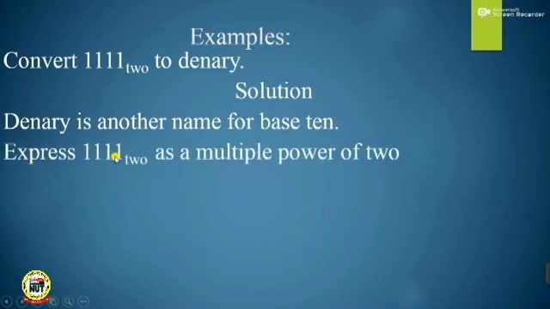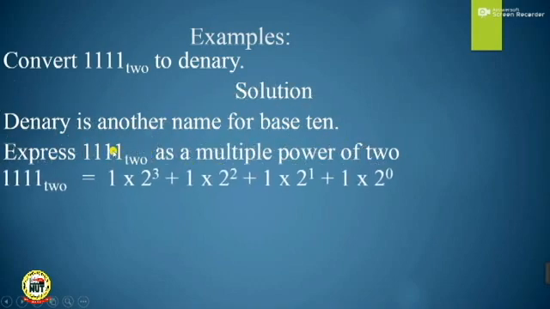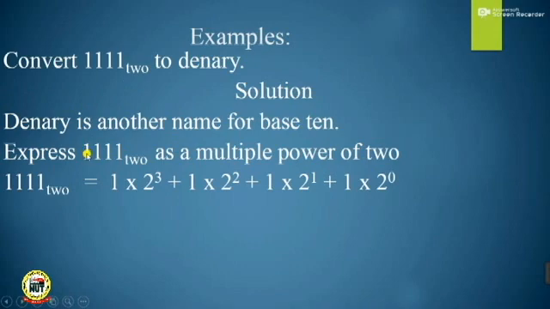So express this as a multiple power of 2. And how do we do that? Pick the first number, which is 1, multiply by the base. And the base here is what? 2. Forget about this 3 for now. Pick the second number, which is 1, multiply by the base. Pick the third number, which is 1, multiply by the base. Pick the fourth number, which is 1, multiply by the base.